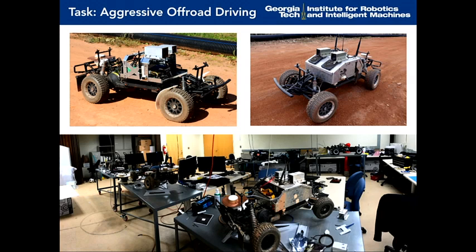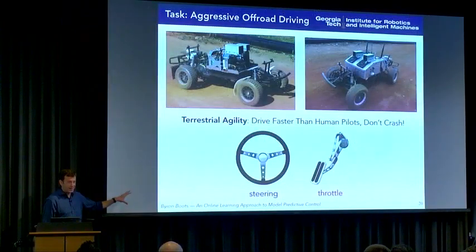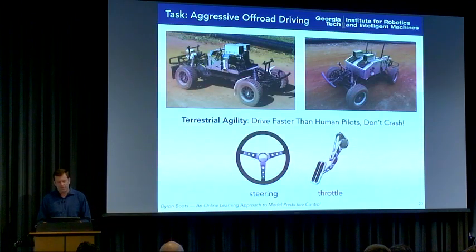We can also control this vehicle by steering and modulating speed with throttle commands. So we're generally thinking about these two commands. And our task is what we're calling terrestrial agility. So we want to drive this thing on dirt tracks or off-road as fast as we can, hopefully faster than a human pilot can pilot it, and do it without crashing. So thinking about this from the AI perspective, we want to think about how to design a policy that will pilot this car at superhuman speeds over rough terrain and do so without crashing.